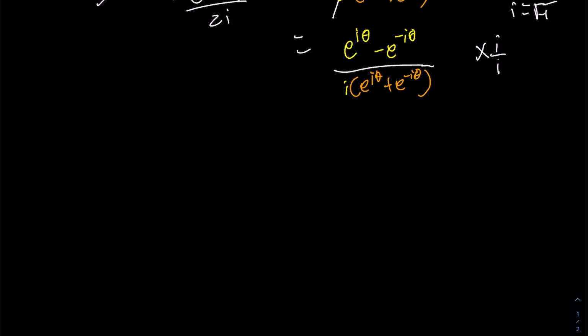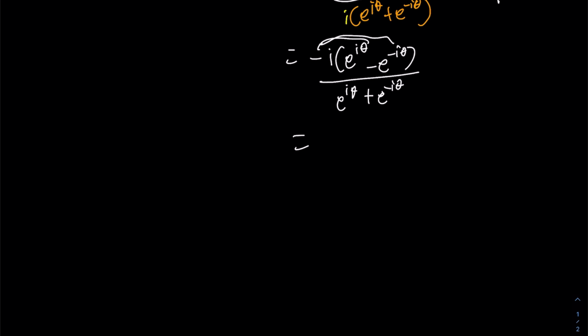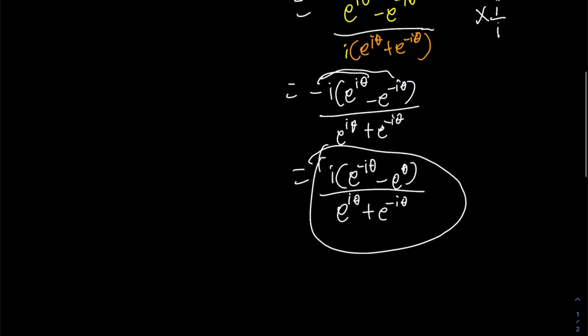And we'll see that here will produce negative, I'll just write it in one color now, e to the i theta minus e to the minus i theta all over, and then this i is gone now, and we just have e to the i theta plus e to the minus i theta. And here, just to finally clean this up, we can distribute this negative to each term in this bracket, and we'll see that we finally get i times e to the negative i theta minus e to the positive i theta, and that's being divided by this same expression that we have here. So this is what the complex tangent is.